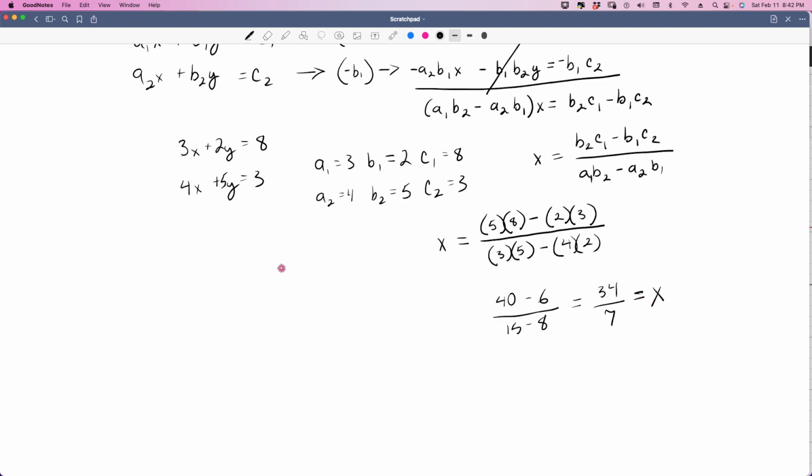So then all we'd have to do is sub that in for x into one of these equations, like for instance 3, and then we would have 34 over 7 plus 2y is equal to 8. Now we could do it like that, or we could have a similar formula already set up for y and just drop these values in for y. And then we could put both of those values in and check one of them.